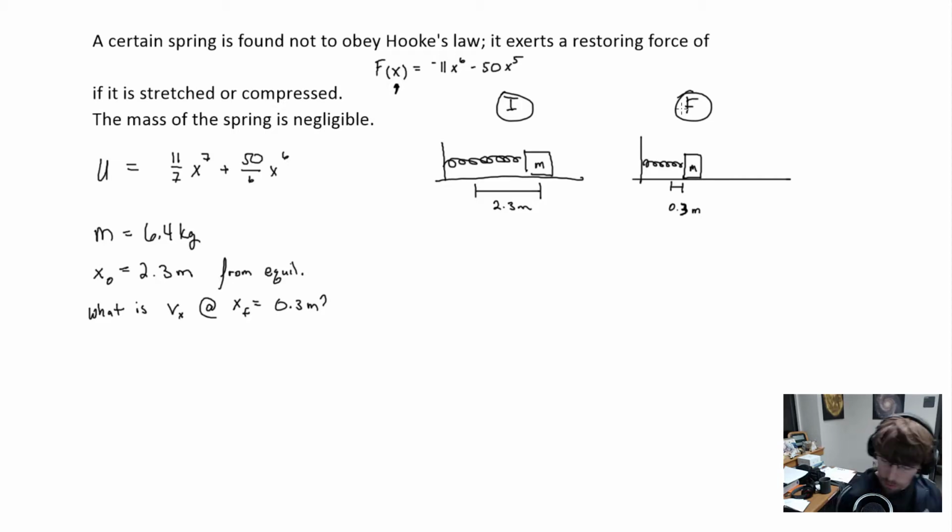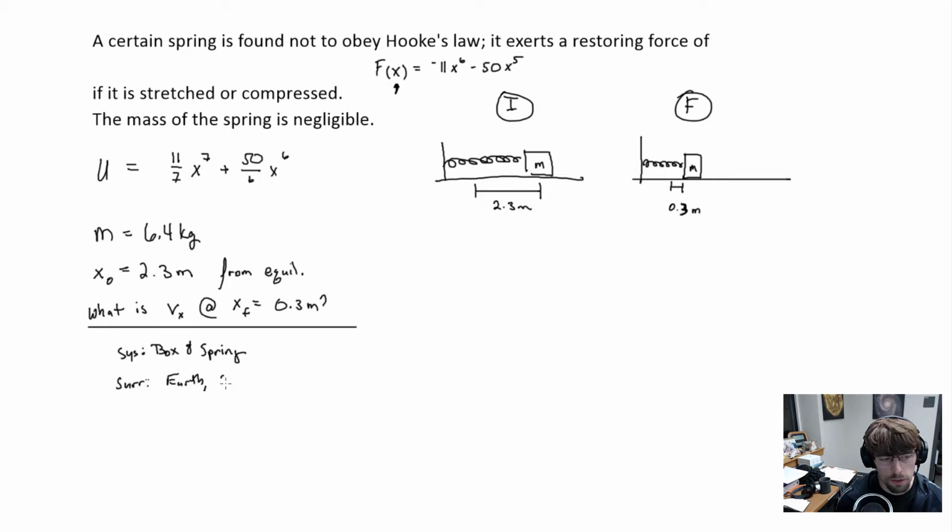Good. Well, let's go at it. Of course, this is just practice using the potential energy, just some random potential energy now. We'll call our system the box and spring. We'll call our surroundings, I guess you could say, the earth and the surface. Okay. Initial and final, you've already got. We've drawn pictures for that. And so we go to our idea. The work is equal to the change in energy of the system.